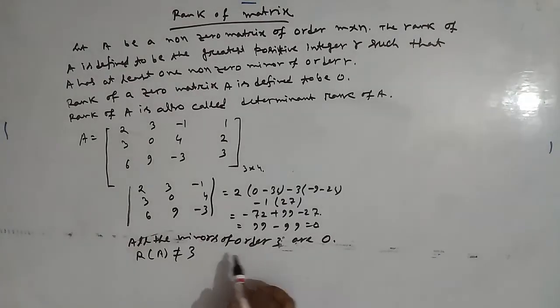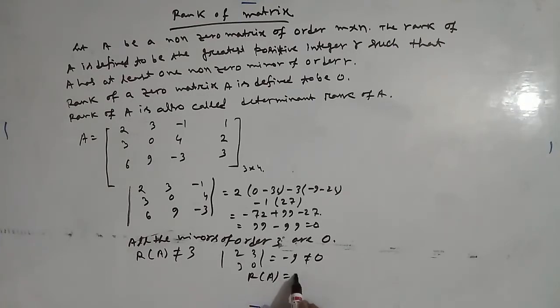Now if you take an order 2 minor, that is 2 3 3 0, it is minus 9, not equal to 0, so we can tell that rank of A is equal to 2. Okay, so this was the definition of rank.